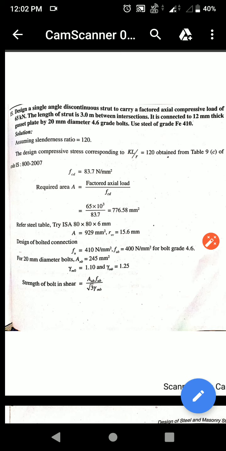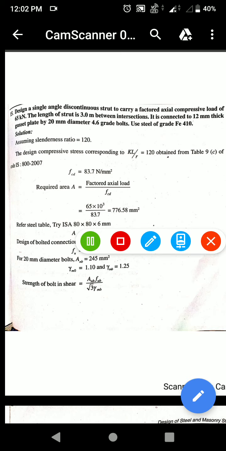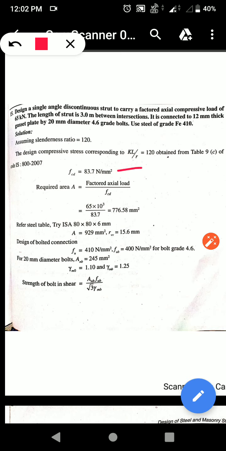The design compressive stress is obtained from table 9C of IS 800 2007. For slenderness ratio 120, the design compressive stress is 83.7. Since the angle section belongs to the buckling class C, always remember the angle section belongs to buckling class C, so we have to refer table 9C. So for slenderness ratio 120 in table 9C, the design compressive stress is 83.7. So this is the design compressive stress for slenderness ratio 120.